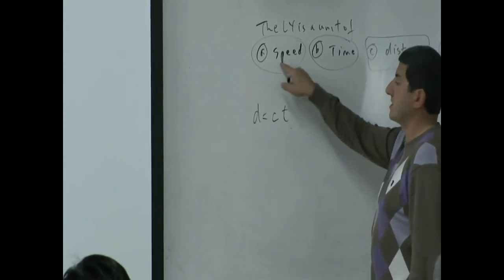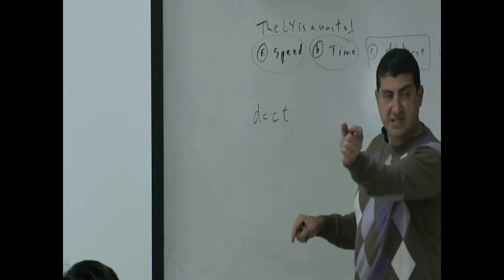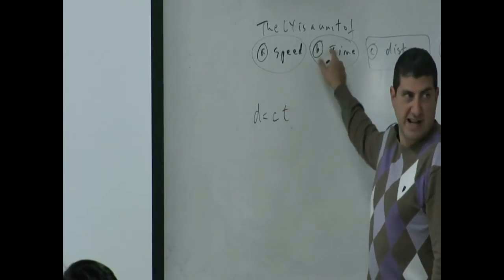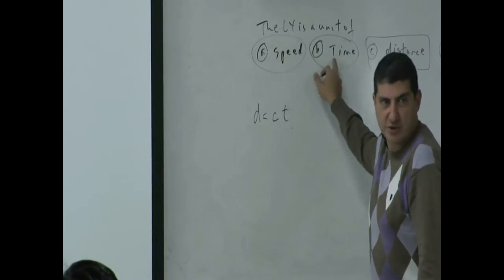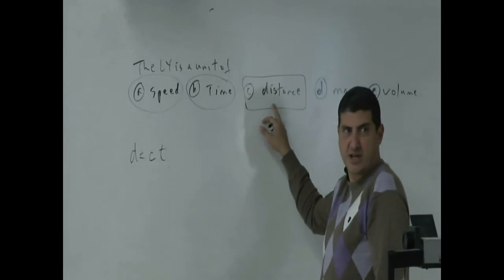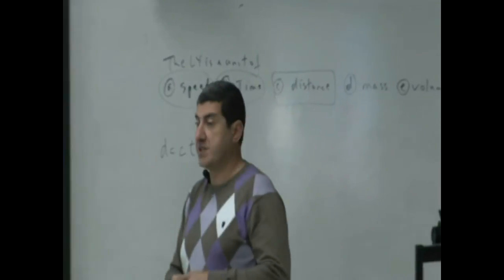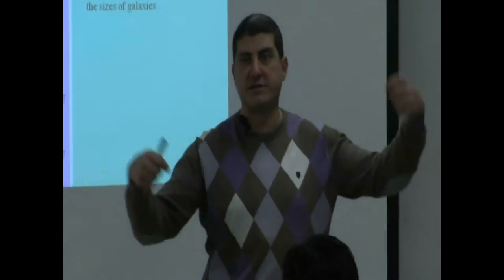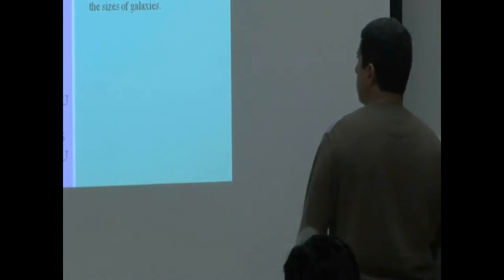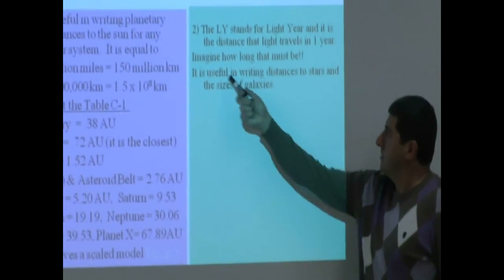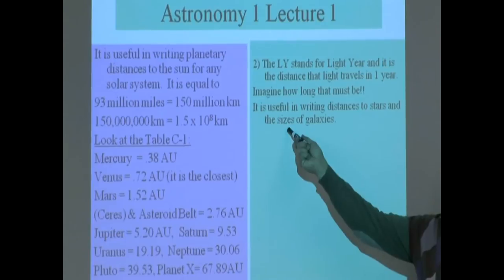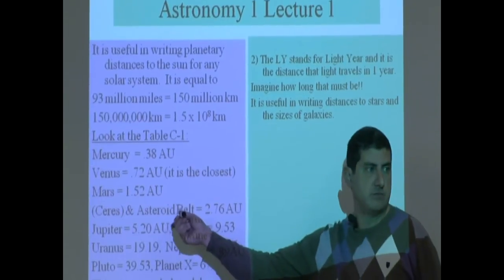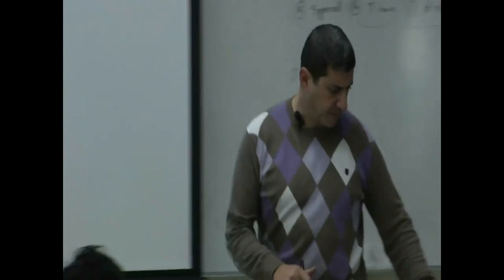So the reason why students get that wrong is inside of the definition, there's already the concept of speed and there's already the concept of time. So that's why some of the students put speed, some of the students put time, and then the correct one is distance, you see? So it's not a unit of time or speed. It's a unit of distance, but the distance is measured as the distance that light travels in 1 year. You see? So what is the usefulness of it? Writing distances to stars and also stating the sizes of galaxies. When we get to bigger things, AU is no longer helpful. You see? It stops being helpful.